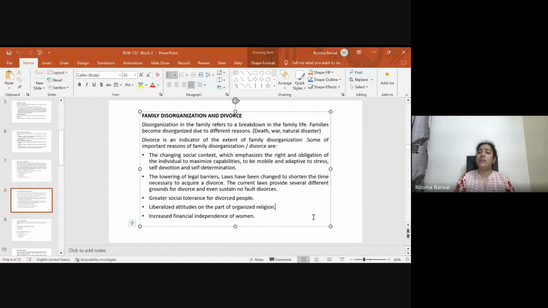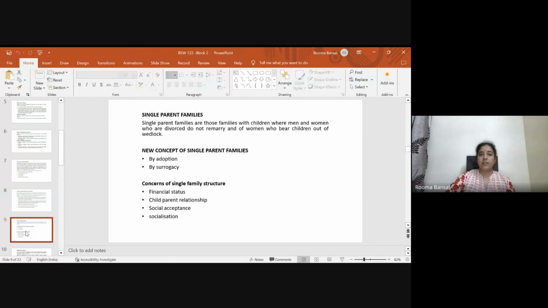That is the reason they are not able to take the decision. So financial independence is also a reason why divorce cases are getting increased. Okay, next is single parent families.